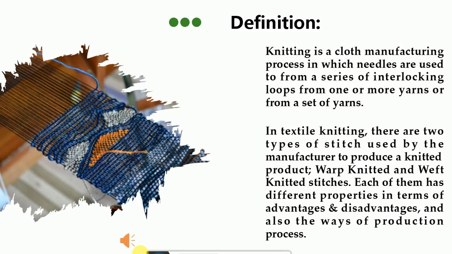Knitting is a cloth manufacturing process in which needles are used to form a series of interlocking loops from one or more yarns or from a set of yarns. In textile knitting, there are 2 types of stitch used by the manufacturer to produce a knitted product: warp knitted and weft knitted stitches. Each of them has different properties in terms of advantages and disadvantages, and also the ways of production process.